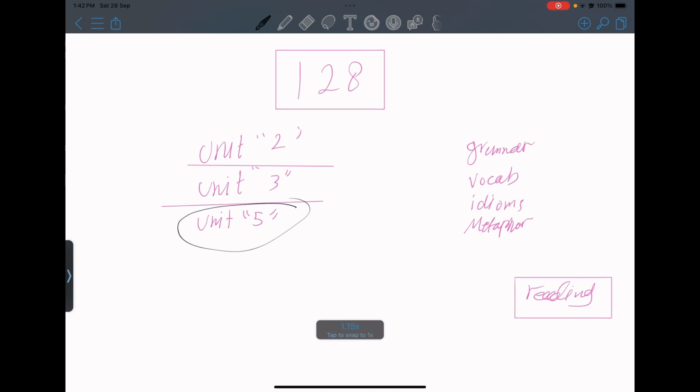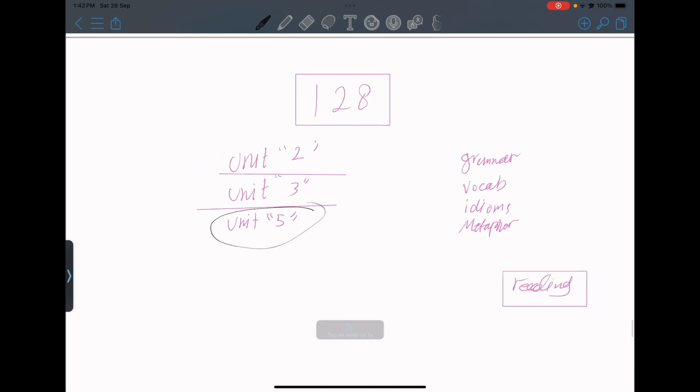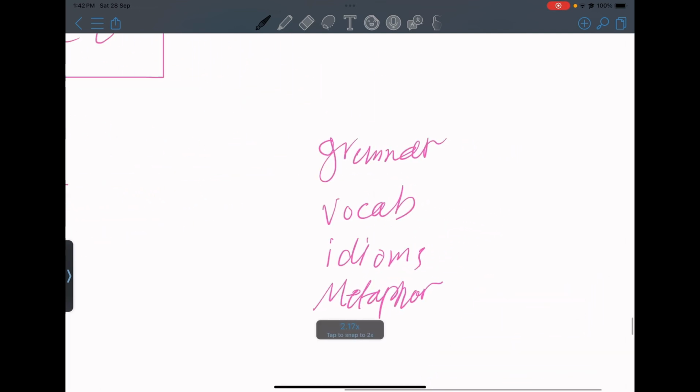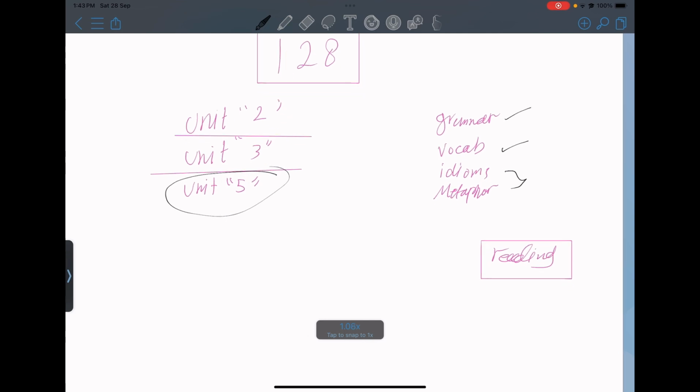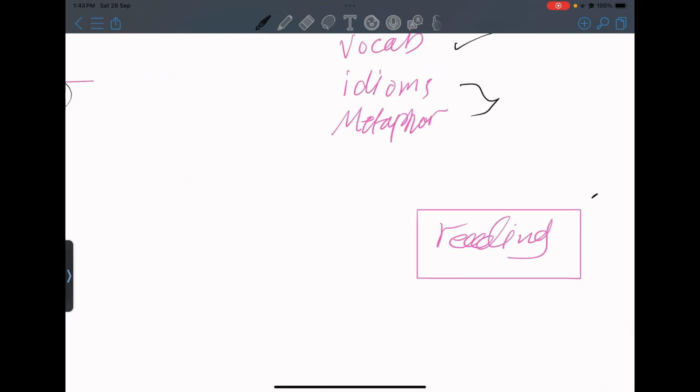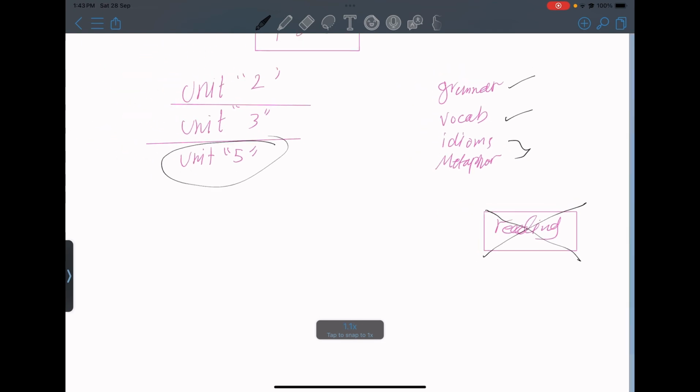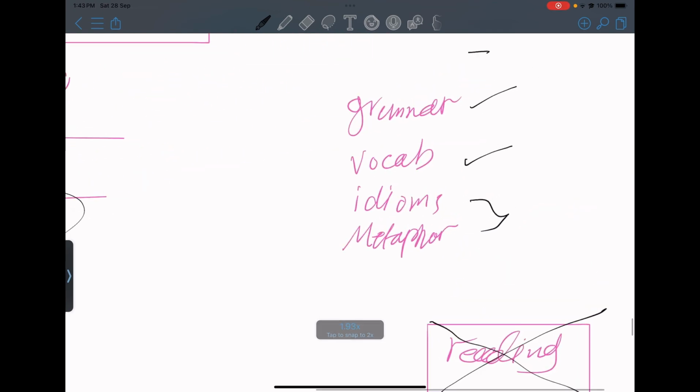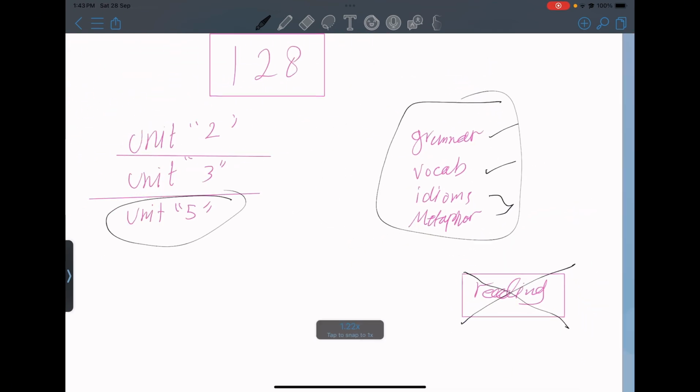Each unit has grammar, vocab, idioms, and metaphor. I guess 2 grammar topics, a bunch of vocab, and idioms and metaphor. Also, you don't have reading in this course, only these 4 things.